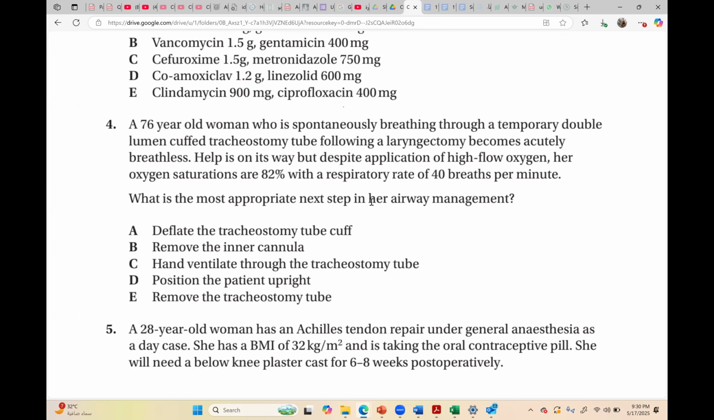Okay. What do you think? Practically, if you are not sure of the best option at that time, there are certain things which you can do. They are saying removal of the inner cannula and doing the suctioning. That's the point we are making. Okay.